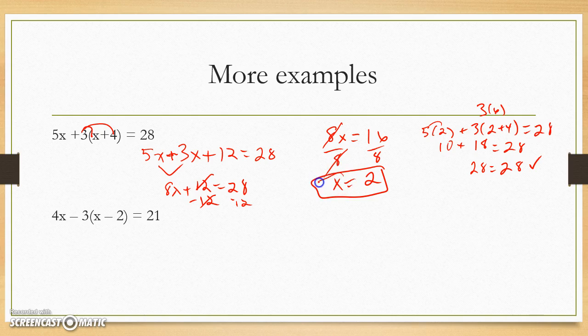Remember, our goal is to isolate the x. Make sure it has a coefficient of a positive 1. Okay, so these two problems look very similar. There's one huge difference, and that is this negative. Remember that subtraction sign is connected to that 3, the term right in front of that parenthesis. So when we distribute here, we're going to distribute the negative 3. So 4x minus 3x plus now 6 equals 21.